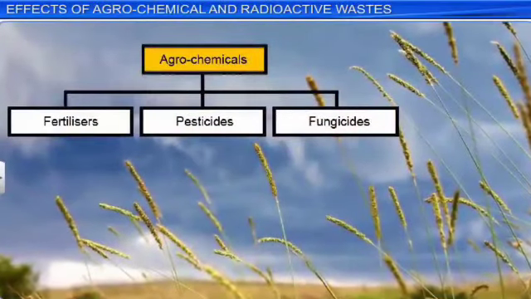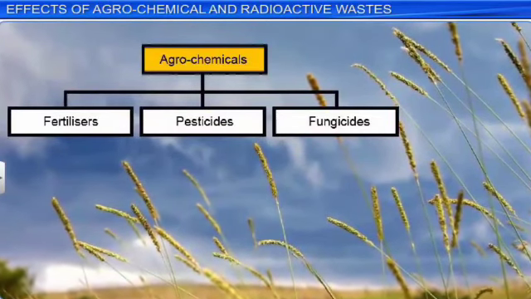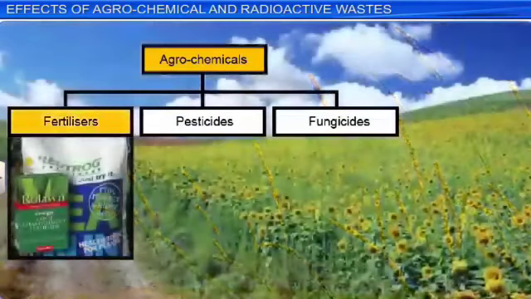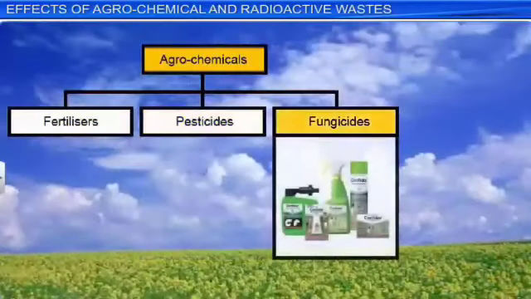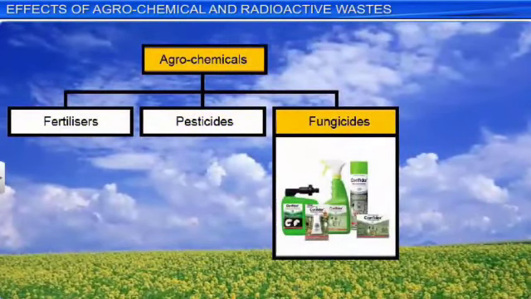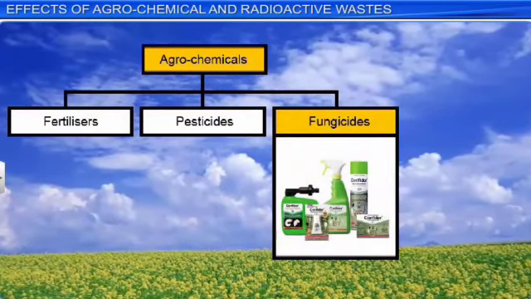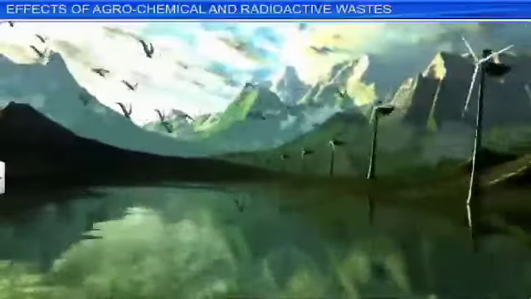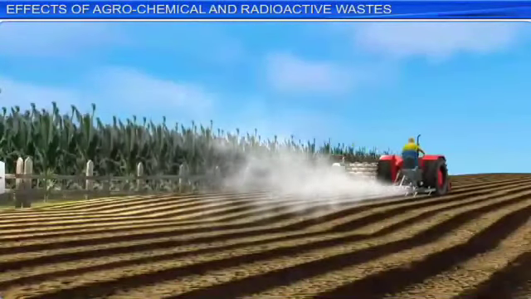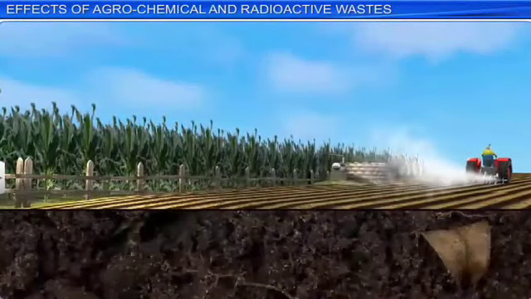This revolution encouraged farmers to use various agrochemicals such as fertilizers, pesticides, and fungicides for better and increased crop production. However, the use of these agrochemicals has polluted soil, thereby reducing its fertility.